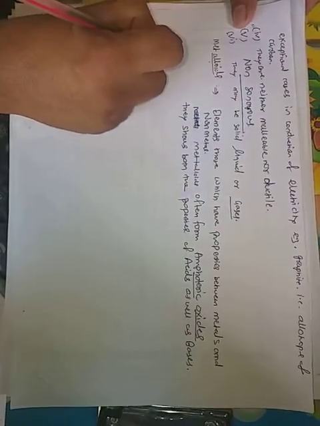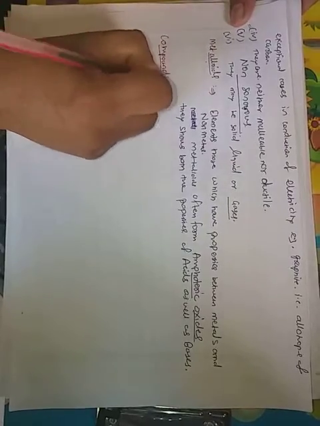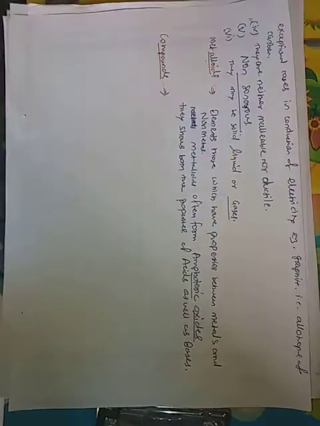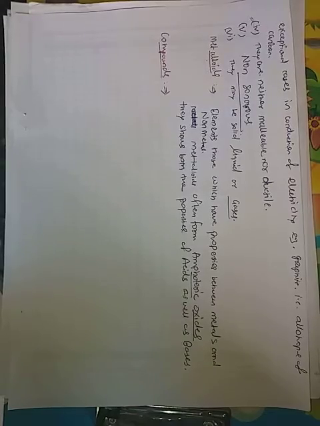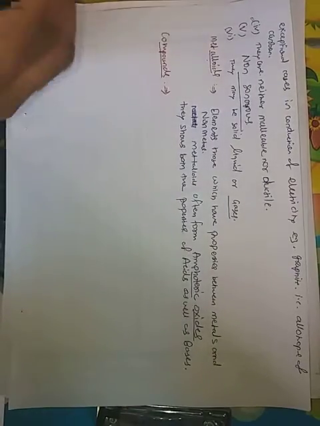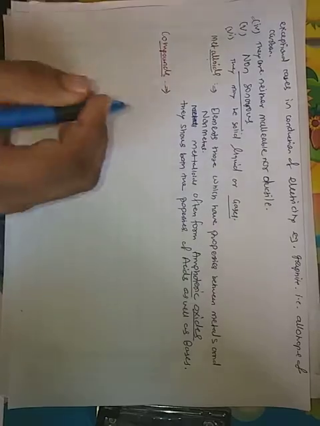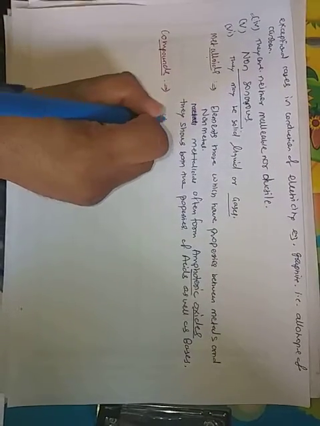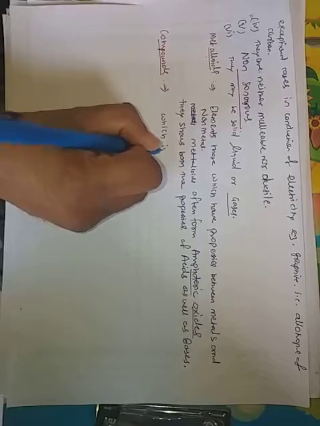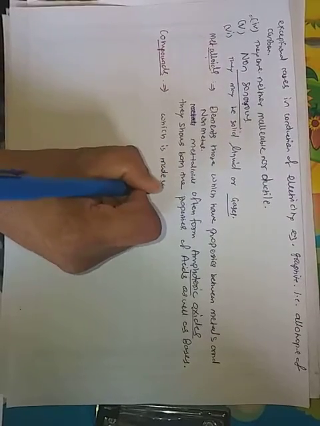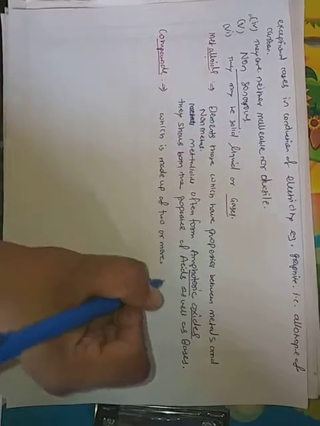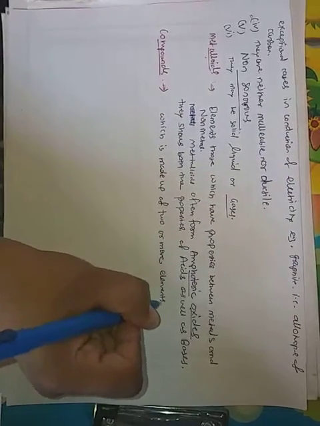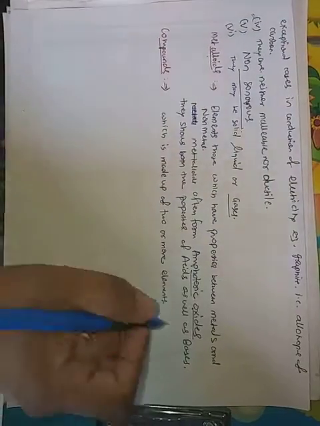Now we will concentrate on compounds. So here is the important basic definition of a compound. A compound is a substance which is made up of two or more elements. Compounds are what? A substance made up of two or more elements is what? Compounds.